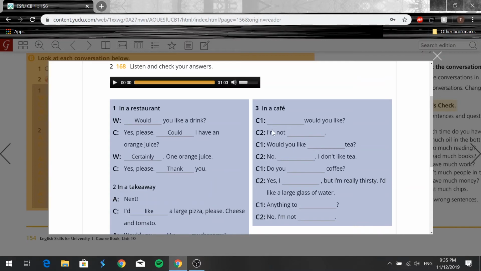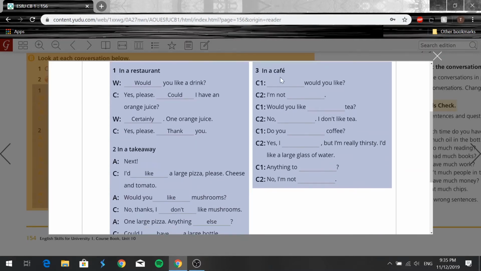Okay? And in a cafe, would you like, so we'll say what would you like? I'm not sure. That's what we're gonna say. Would you like some tea? No, thanks. I don't like tea. Do you like coffee? Yes, I do, but I'm really thirsty. I'd like a large glass of water. Anything to eat?